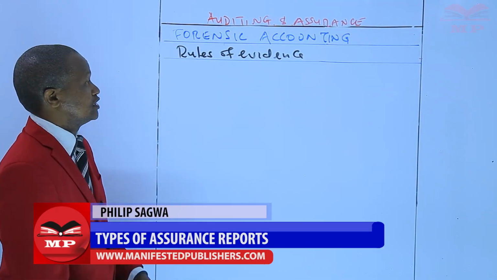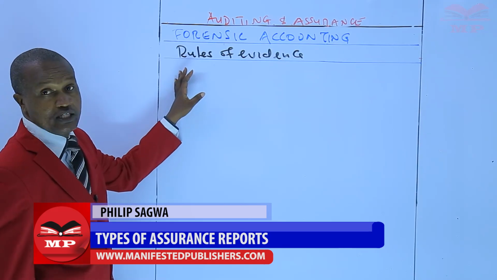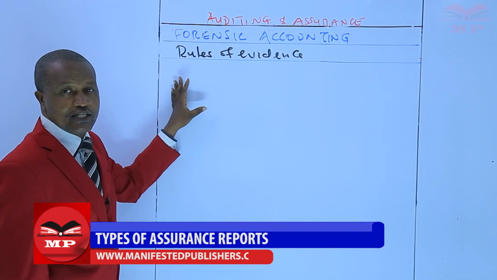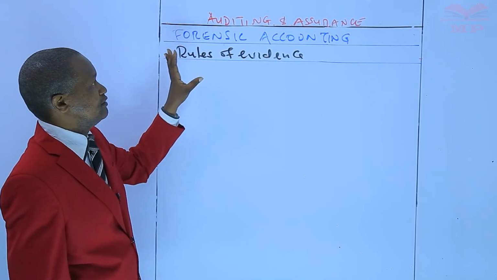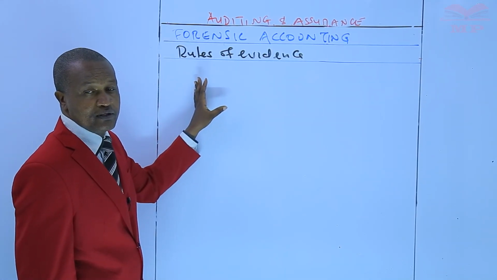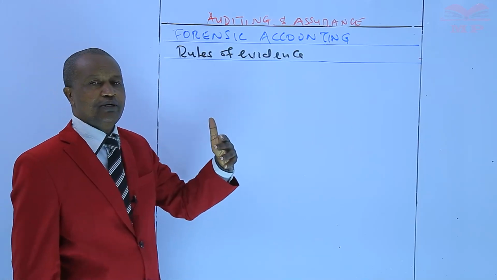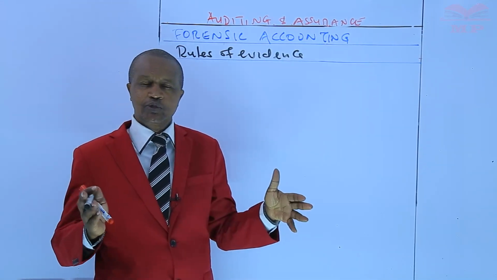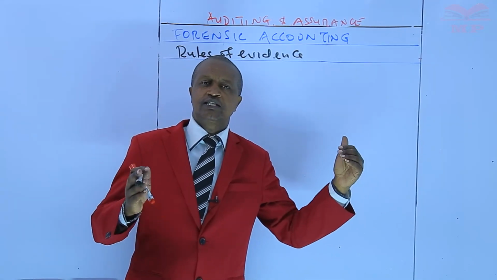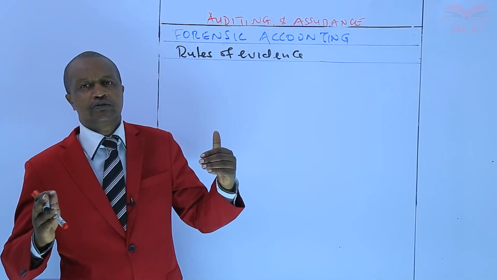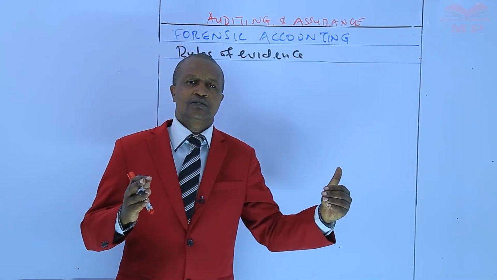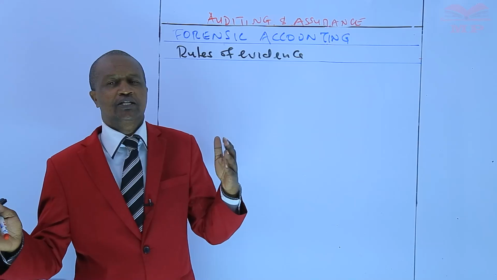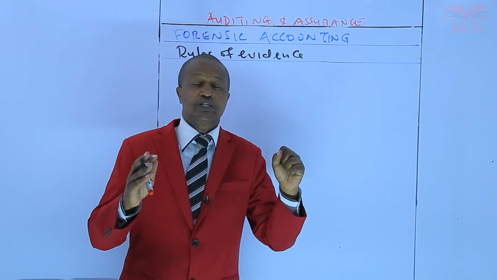The subject is auditing and assurance. We are still covering the topic forensic accounting. During our last lesson, we defined forensic accounting. Then we outlined the primary objectives of forensic accounting. Then we distinguished between forensic accounting and statutory audit. All right, forensic audit and statutory audit, we made 5 distinctions between the two.